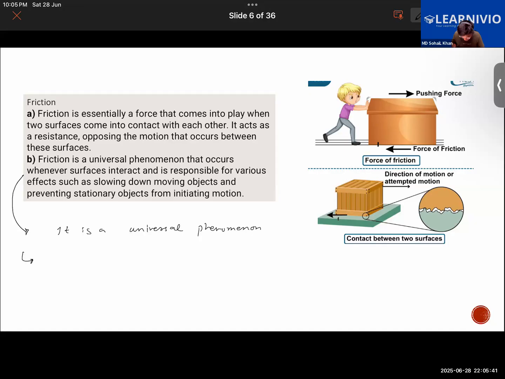Second, it slows down a moving object, or it prevents a stationary object from moving. What does stationary mean? Something that's not moving, that is at rest.